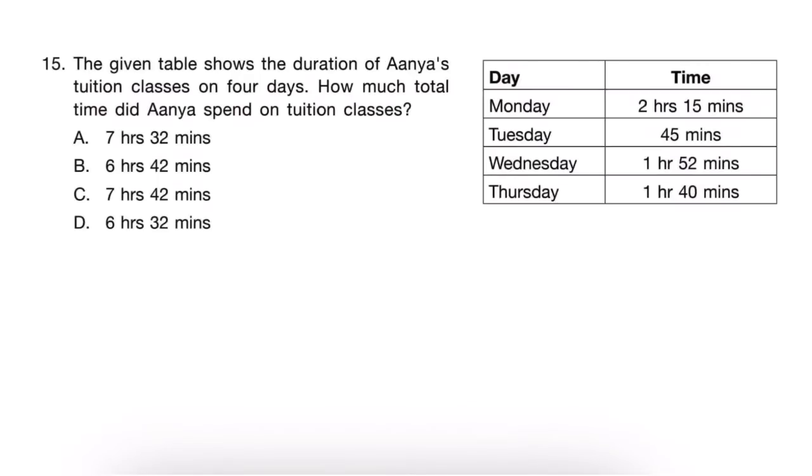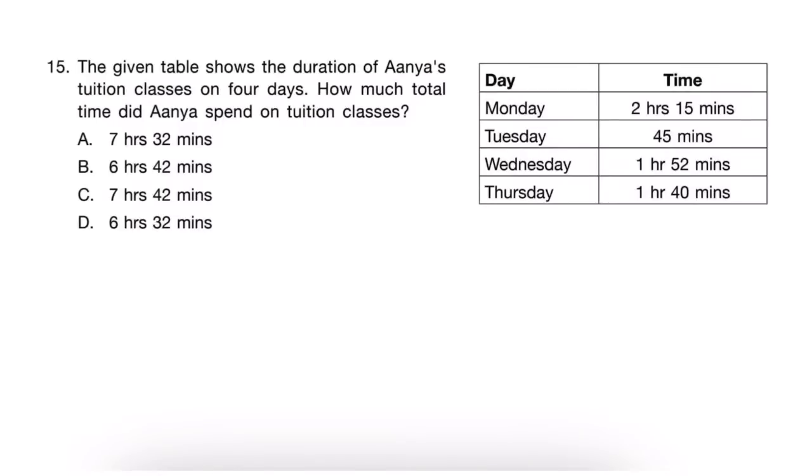Question 15. The given table shows the duration of Anya's tuition classes on 4 days. How much total time did Anya spend on her tuition classes? We'll add the duration spent each day on tuition classes. 2 hours 15 minutes plus 45 minutes is equal to 3 hours. 3 hours plus 1 hour 52 minutes, 4 hours 52 minutes. 4 hours 52 minutes plus 40 minutes, 5 hours 32 minutes. 5 hours 32 minutes plus 1 hour, 6 hours 32 minutes. Correct answer is option D.